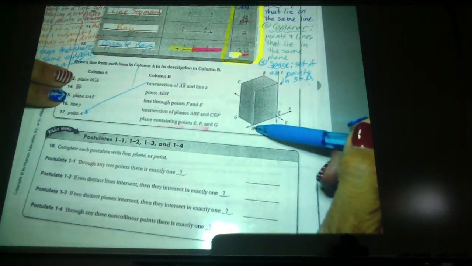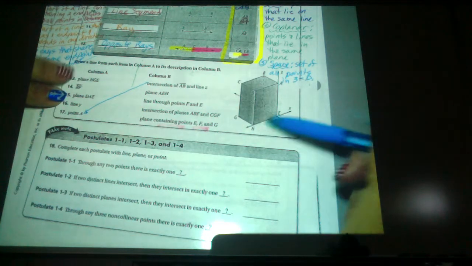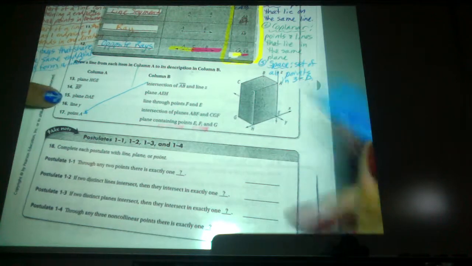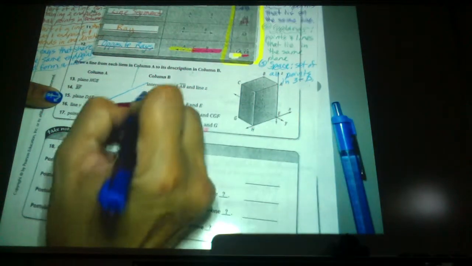Because you've got these two, right? But this one has a G in it, which isn't on this plane, correct? So it would have to be this one here.